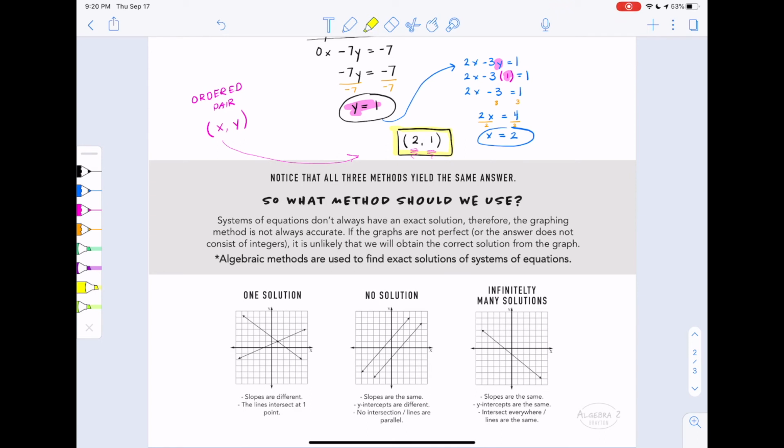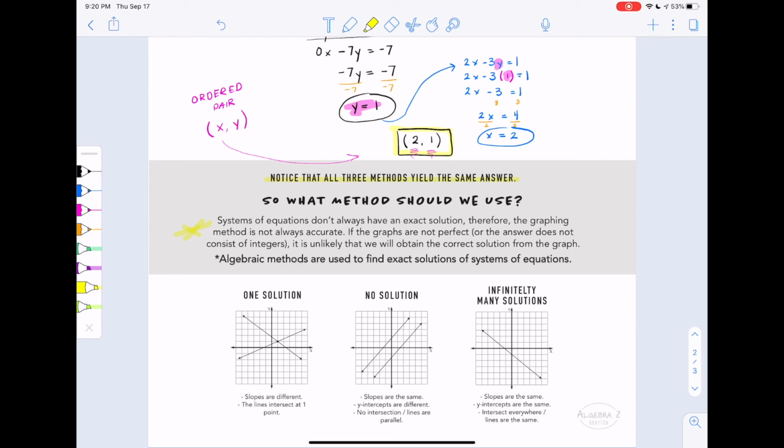Looking at the bottom of the page, there's a note that reminds us all three methods yield the same answer, which we already talked about. So we need to talk about what method you should use, or when to use each method. Reading through this statement here, it says, systems of equations don't always have an exact solution. Therefore, the graphing method is not always accurate. If the graphs are not perfect, or the answer does not consist of integers, meaning nice whole numbers such as 1, 2, 3, 4, it is unlikely we will obtain the correct solution from the graph.